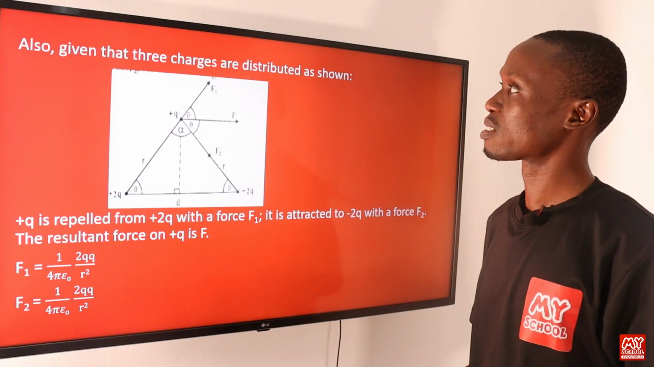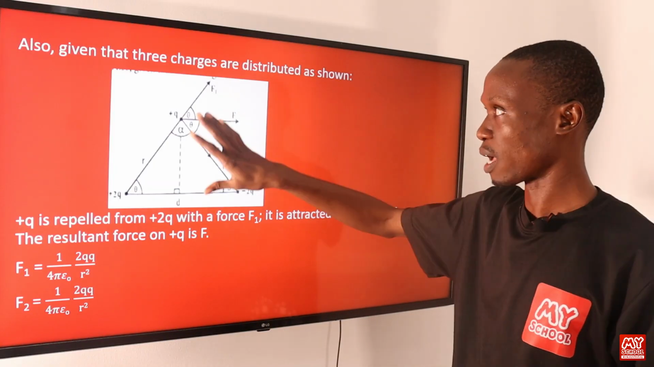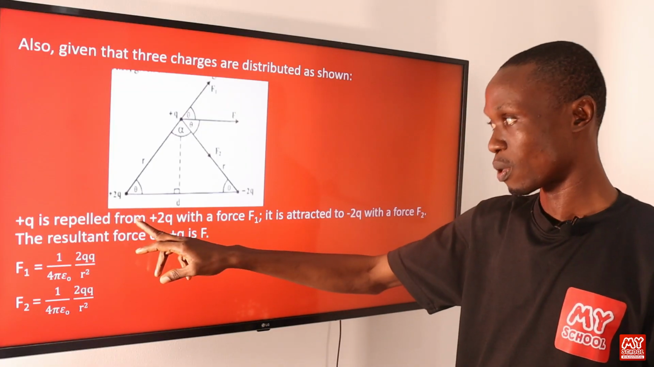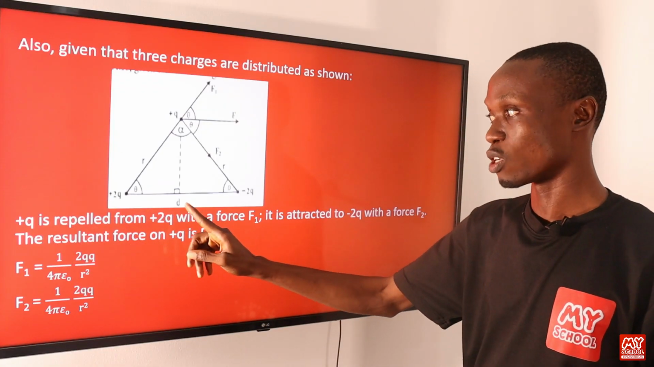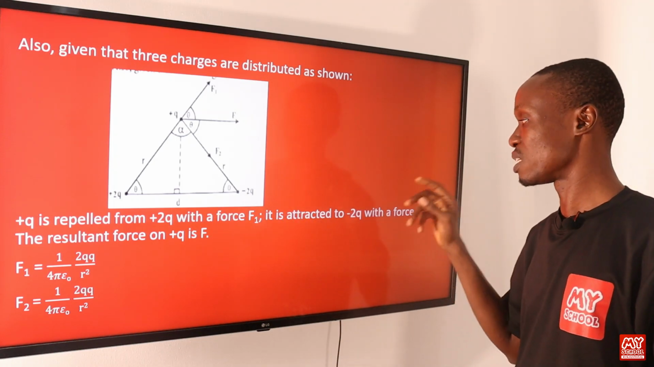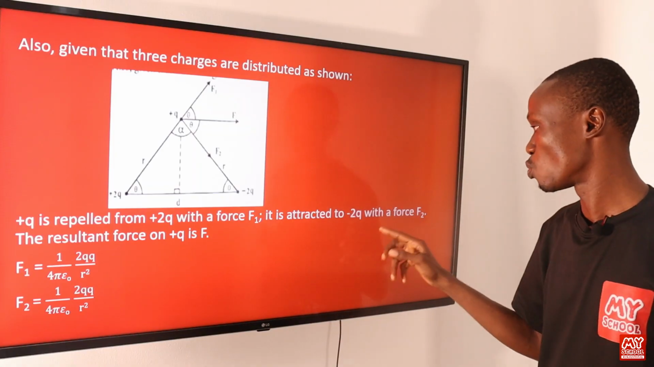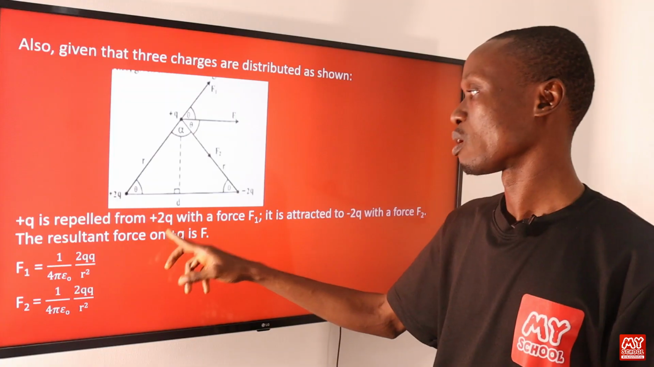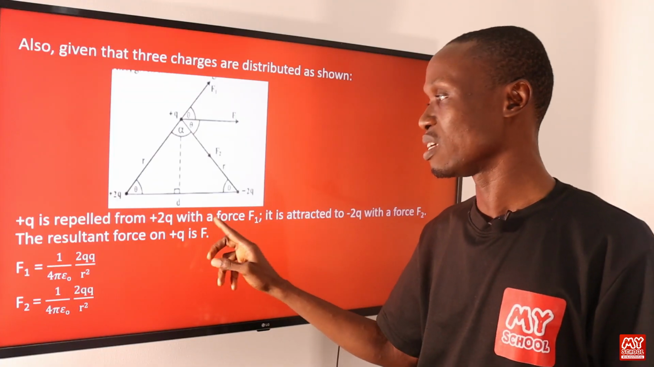Also, given that three charges are distributed as shown in this diagram, the positive charge Q is repelled from the positive charge 2Q with a force F1. It is attracted to the negative charge minus 2Q with a force F2. So the resultant force on the positive charge Q is F.